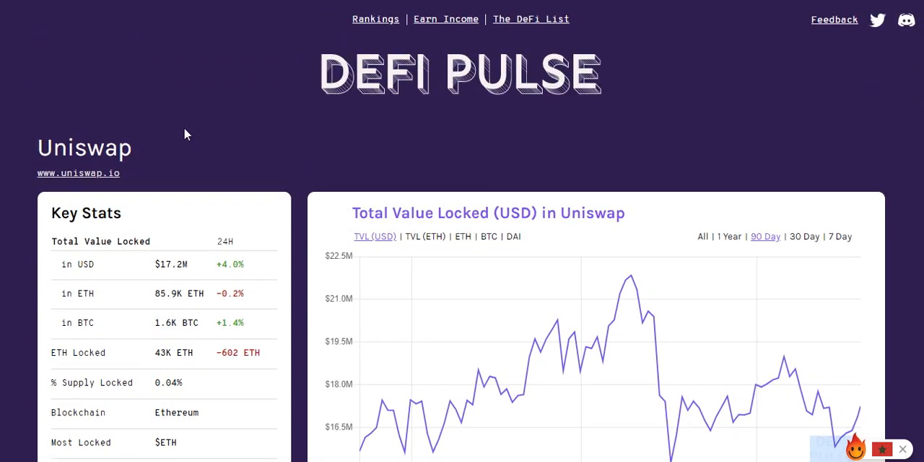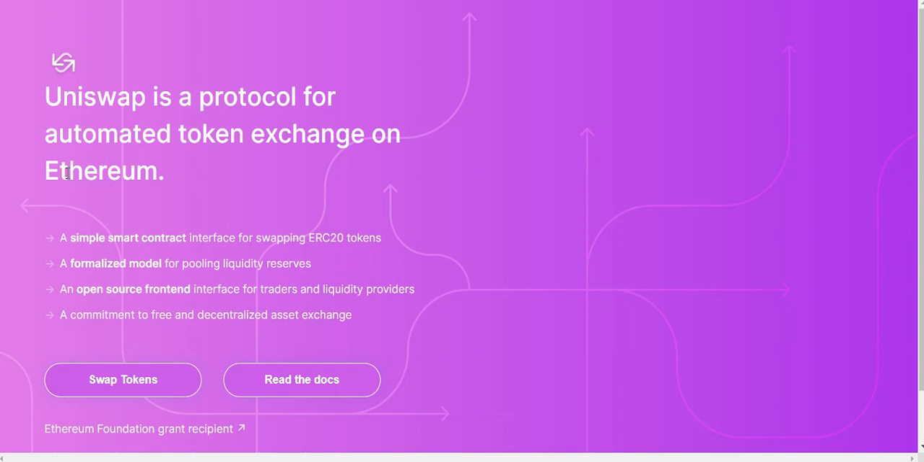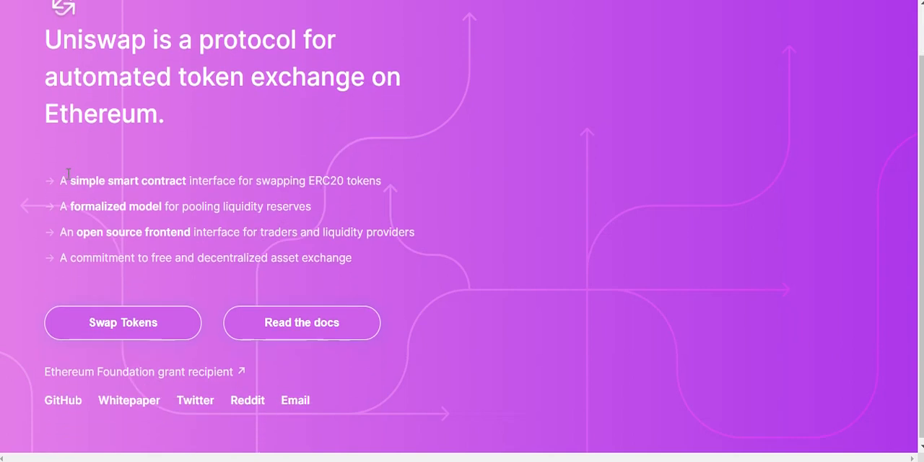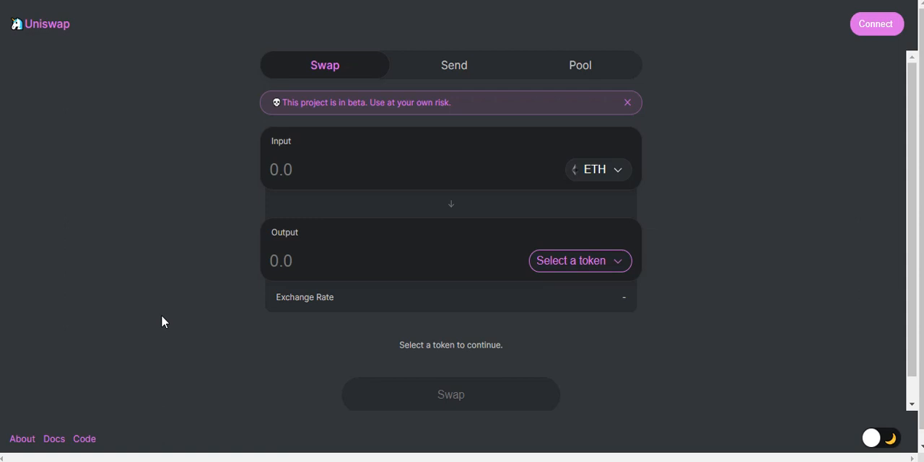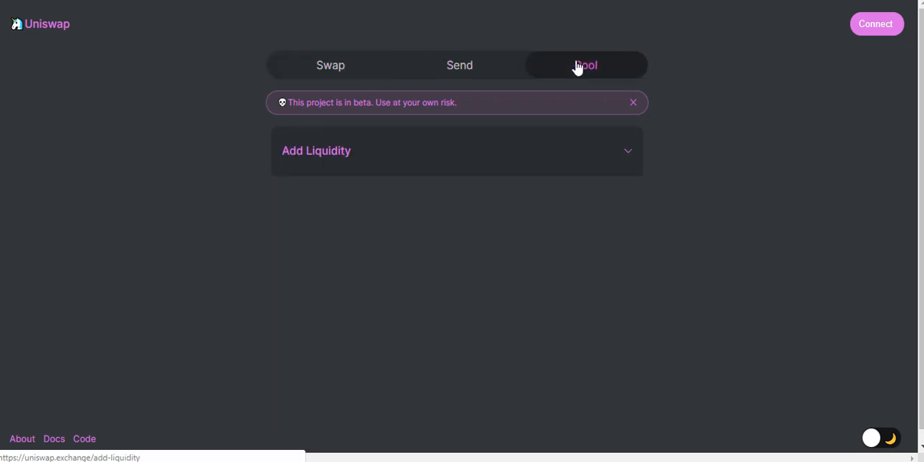Now, if we go to the actual Uniswap platform, for those that will be watching and be able to look at the visual, and for those that are listening in, you can check out the swap on uniswap.exchange/swap. And once you get here, you get the option to swap, send, or pool.